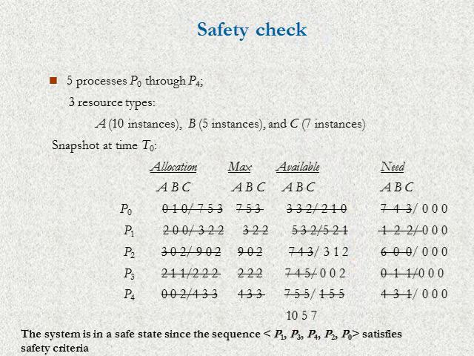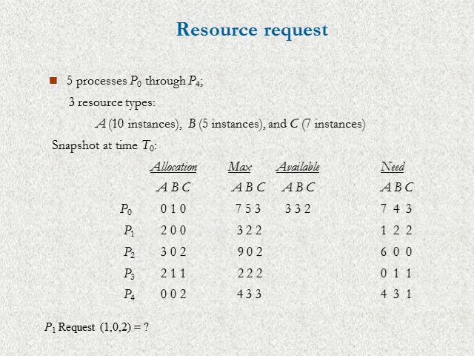Also, as we have found a sequence of processes that can complete their execution within the available resources, it means that the system is in the safe state. Now, after analyzing that the system is in the safe state, let's do an exercise. What if process P1 requests for 1, 0, and 2 instances of resources A, B, and C respectively? So if the current availability of resources is 3, 3, 2, what will be the new state of the system after this request is granted?